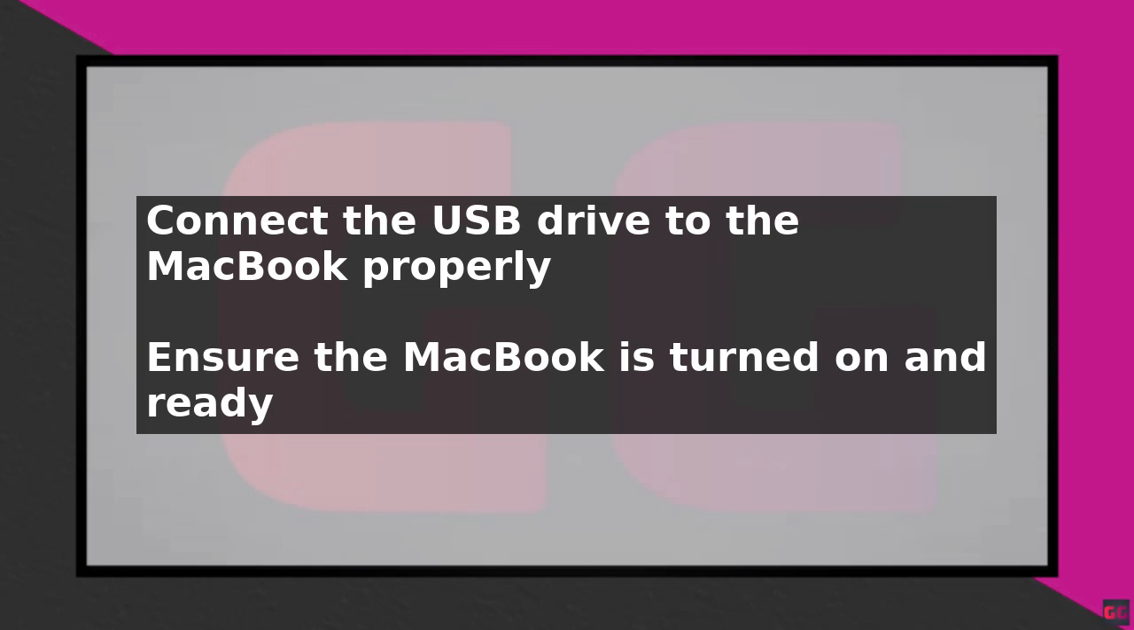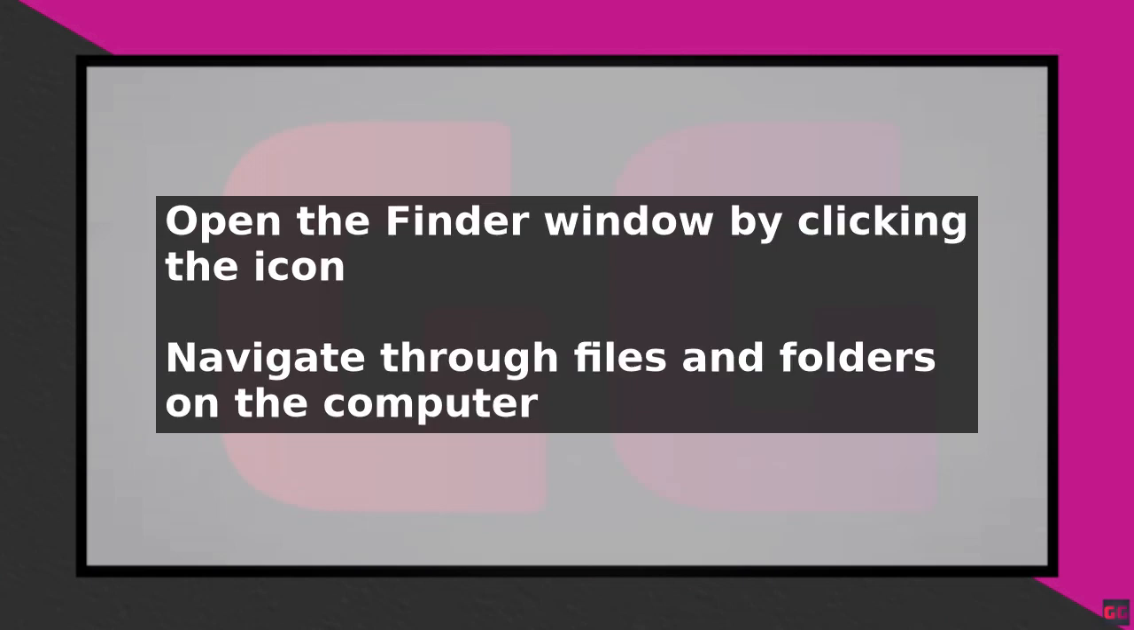You can do this by clicking on the Finder icon in the dock at the bottom of the screen. The Finder is the Mac equivalent of Windows Explorer, and it allows you to navigate through the files and folders on your computer. Once the Finder window is open, click on the name of your USB drive in the sidebar on the left side of the window.